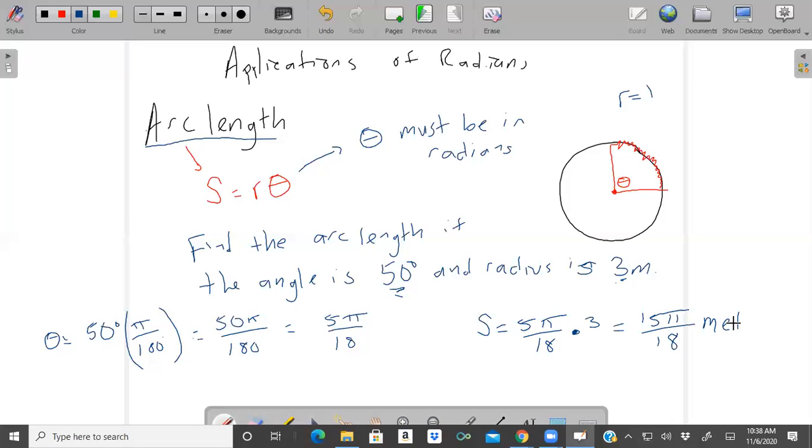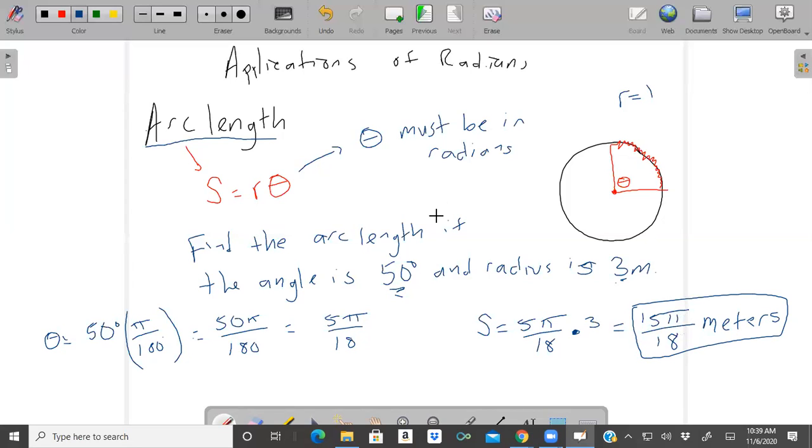And the unit on this would be meters. So it would be 15 pi over 18 meters. Now, if you were asked to estimate, or round to the nearest decimal or whatever, you could, but this is the exact answer because obviously pi is not an exact number. So 15 pi over 18 meters is the exact form of this. Okay? Questions on this?